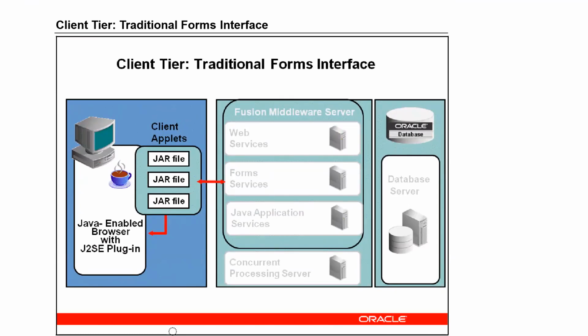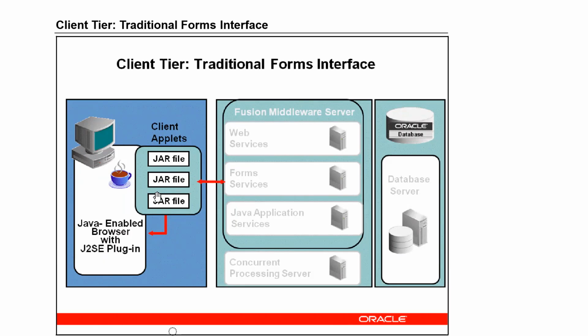Once the installation is completed, you access the URL from your web browser. This is a web browser. Normally nowadays we are using only Chrome, or Firefox, any browser you can access it. What happens is, once you connect, all the forms in the form of jar files are extracted and installed on your desktop tier. This is nothing but the client applet.